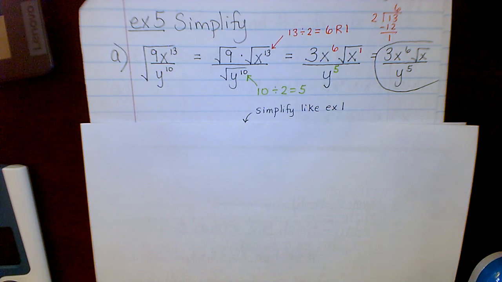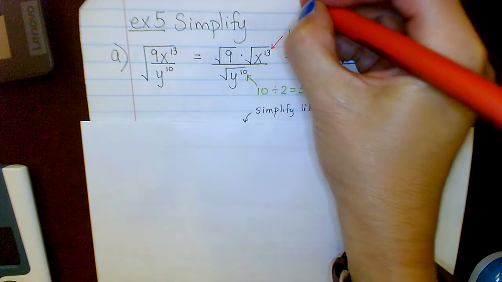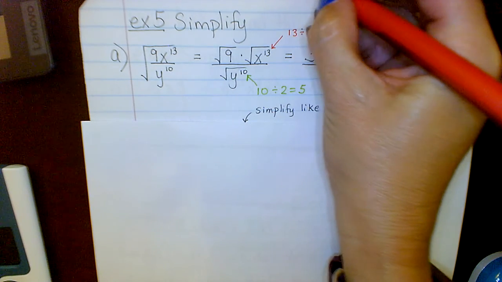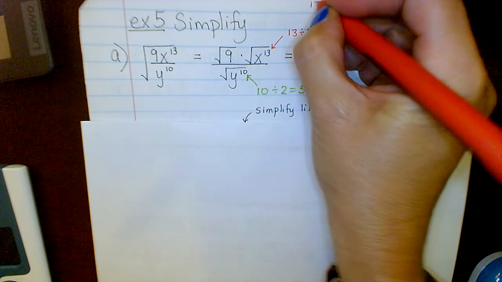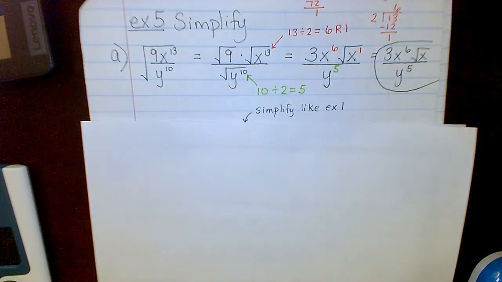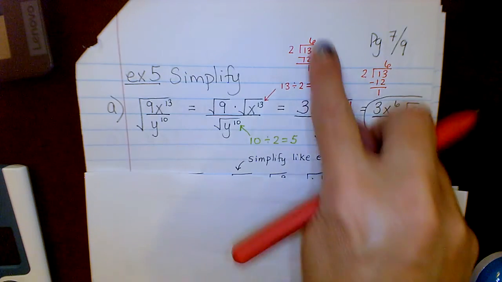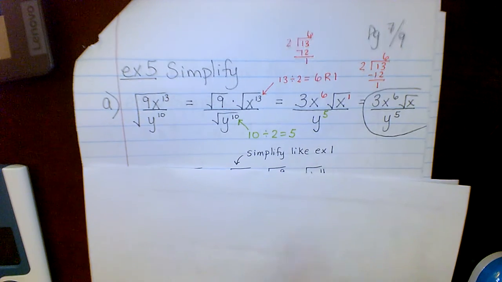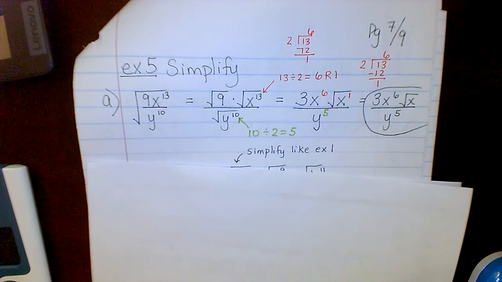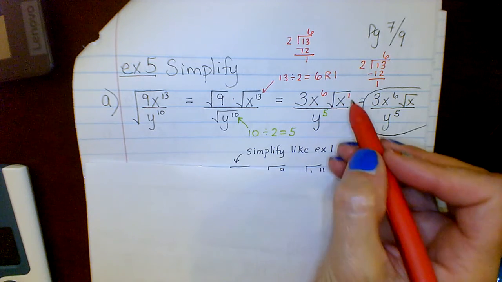Here's red. So in my head, I'm doing 2 goes into 13 6 times. 6 times 2 is 12. You subtract and get a remainder of 1. So that's what's going on in my brain, where that 6 remainder 1 comes in. So there's the 6, there's the remainder 1.